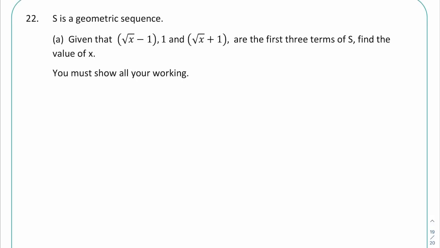Okay, so this question, it says S is a geometric sequence. Given that root x minus 1, 1, and root x plus 1 are the first three terms of S, find the value of x, and you must show all your working.